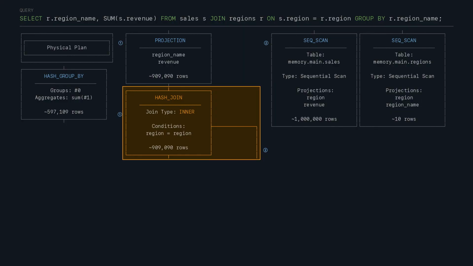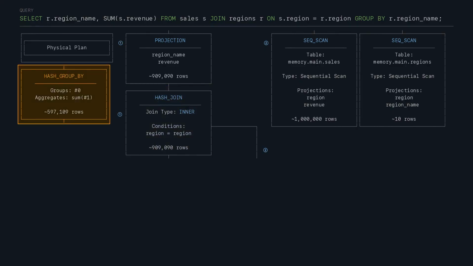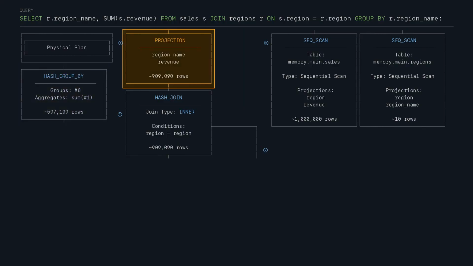DuckDB builds a hash table from the smaller side, regions, then probes it with every row from sales. The smaller table is always the build side. Above the join, hash group by groups by region name. Because region name is a string with more than 10 distinct values after the join, DuckDB picks the general hash operator here. The projection selects region name and sum. Scan 2 tables, join, group, project. Read the tree bottom to top, and the SQL writes itself.